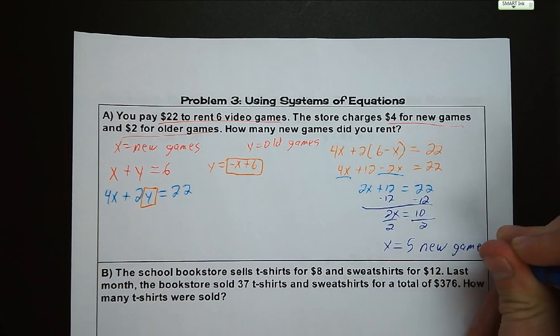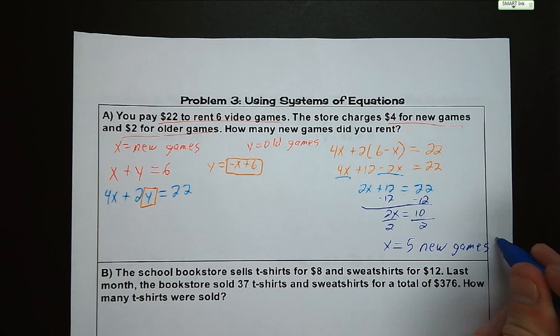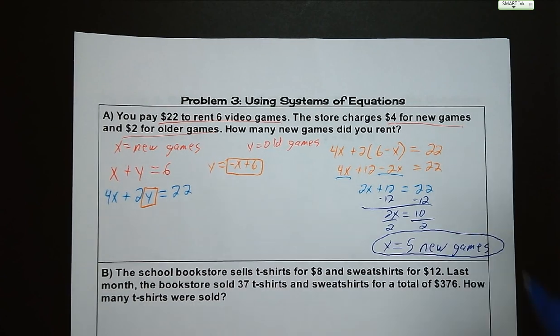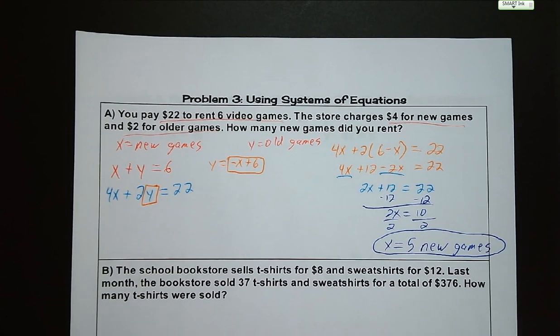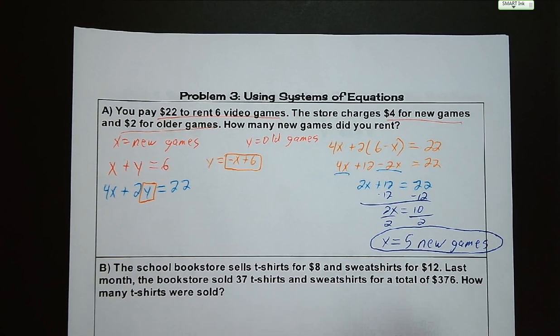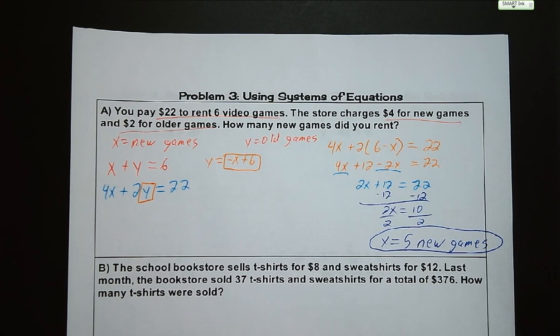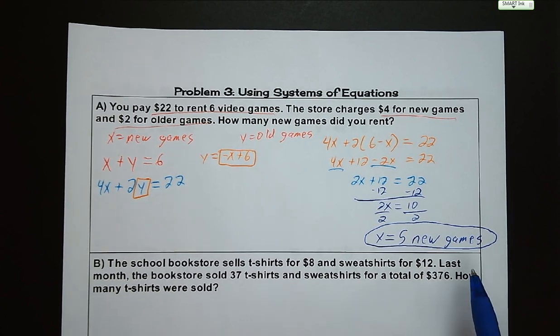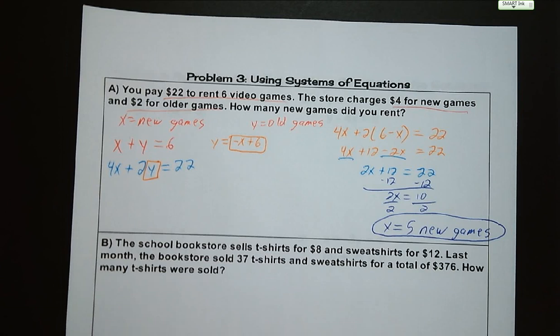Don't forget your labels. So we don't need to find the ordered pair on this because we found the information we were looking for. We found how many new games we rented. Although finding how many old games is pretty easy because x, 5 plus y is equal to 6, well, it's got to be 1. 5 plus 1 is 6. So you rented 5 new and 1 old.